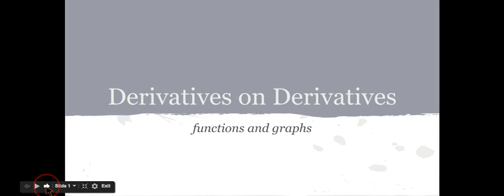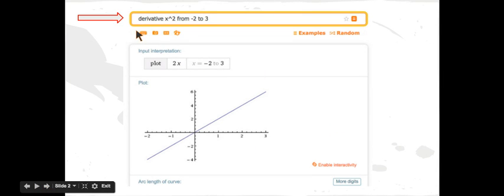So if we go to the second slide here, what I've done is enter, using native language, native tongue, derivative of x squared. And I want to look at this derivative from -2 to 3. Enter that in the Wolfram Alpha entry bar, and it computes the derivative, and the derivative of x squared is just 2x. Derivative of x to the n is n times x to the n minus 1, according to the power rule. So it calculates the derivative as well as plots it on the graph from -2 to 3.